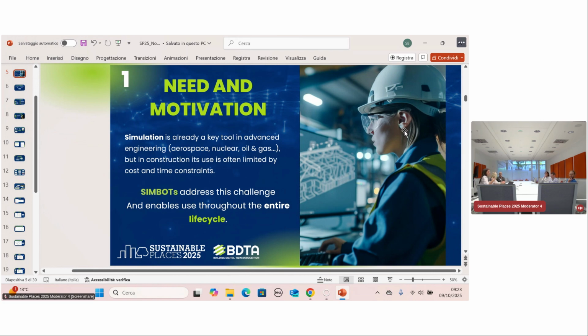Okay, so the idea of the Symbot is that it is needed in simulation and in construction, but we have the problem of cost and time. So Symbot is able to reduce both problems, cost and time, because you only need this Symbot to simulate a whole machine, and of course it's cheaper because less time means less cost. This is so simple.